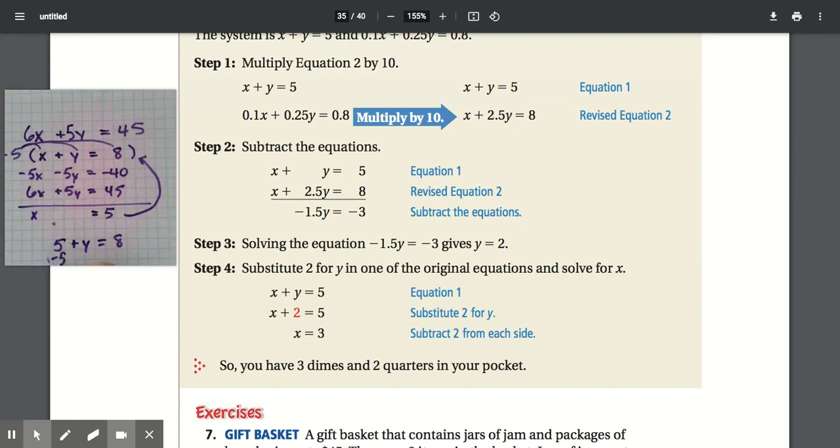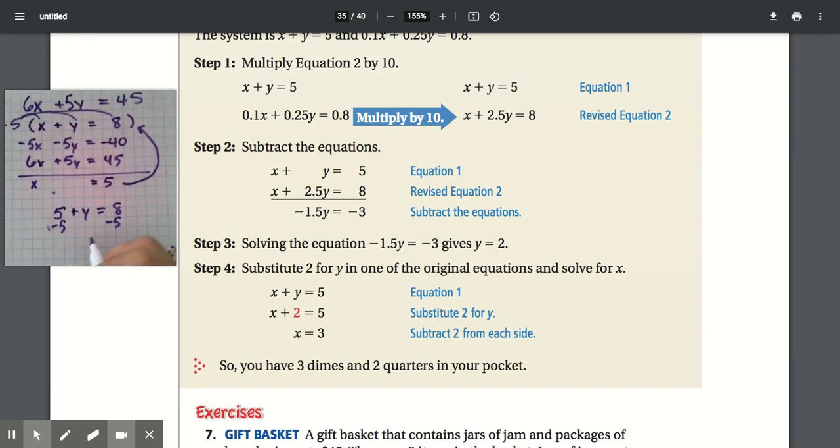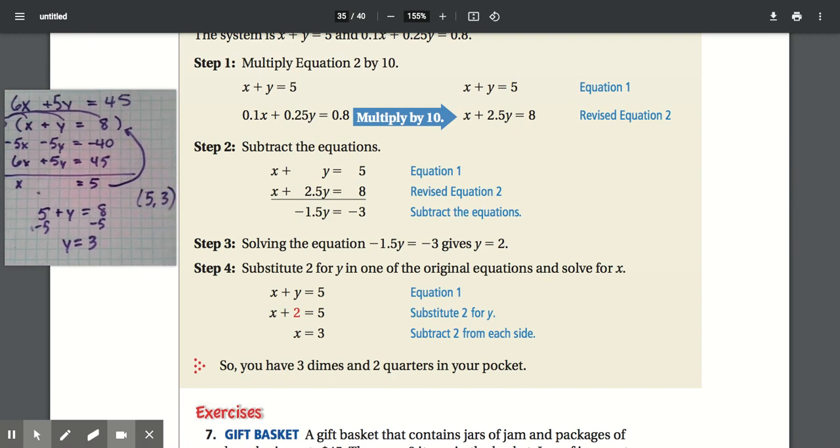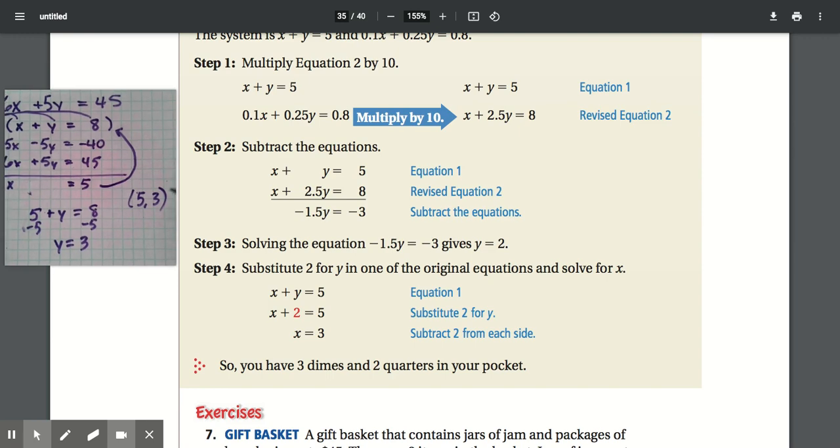So we would subtract 5 from both sides and know that y equals 3. So our solution would be (5, 3). Now we're going to test this, right? If we put it back into this equation, does 5 plus 3 equal 8? Yes.